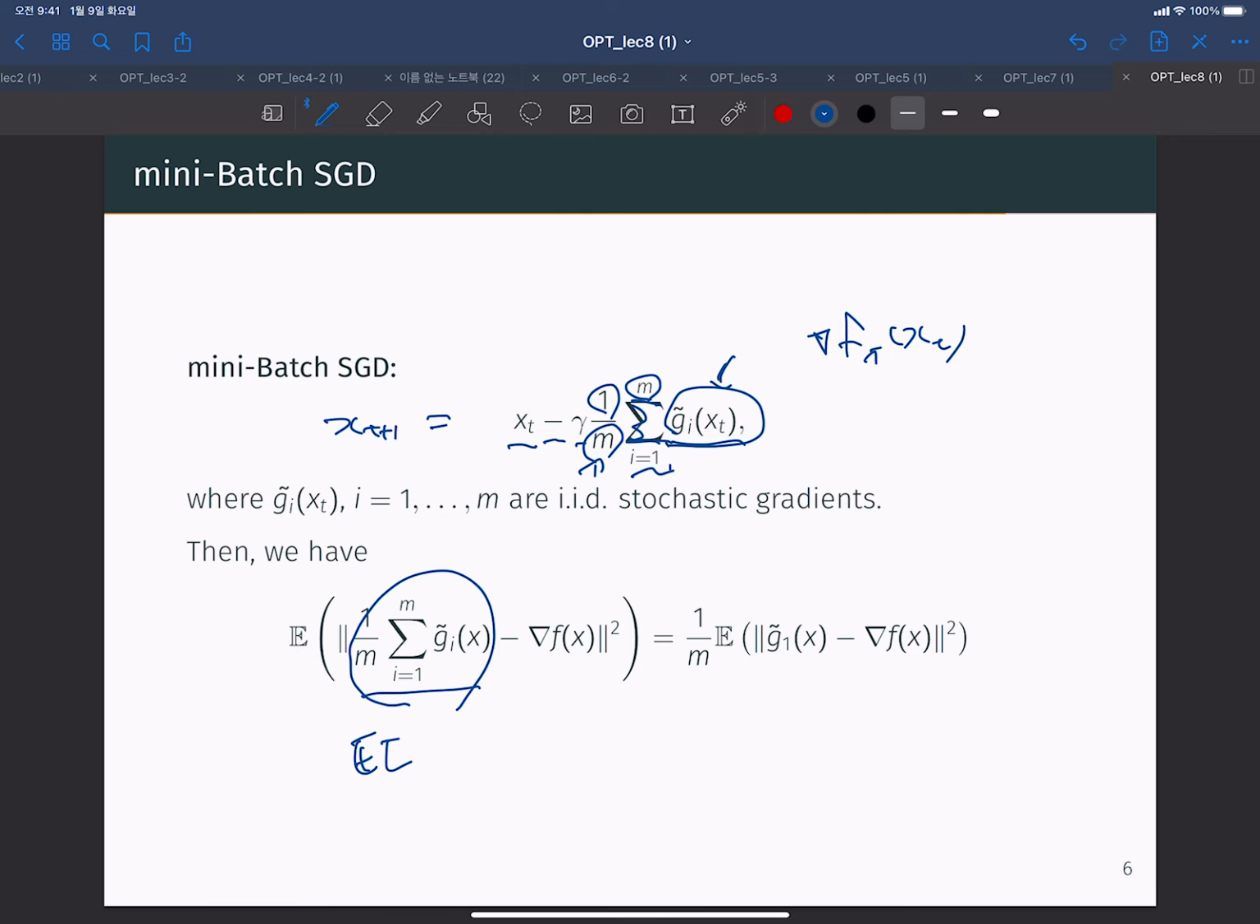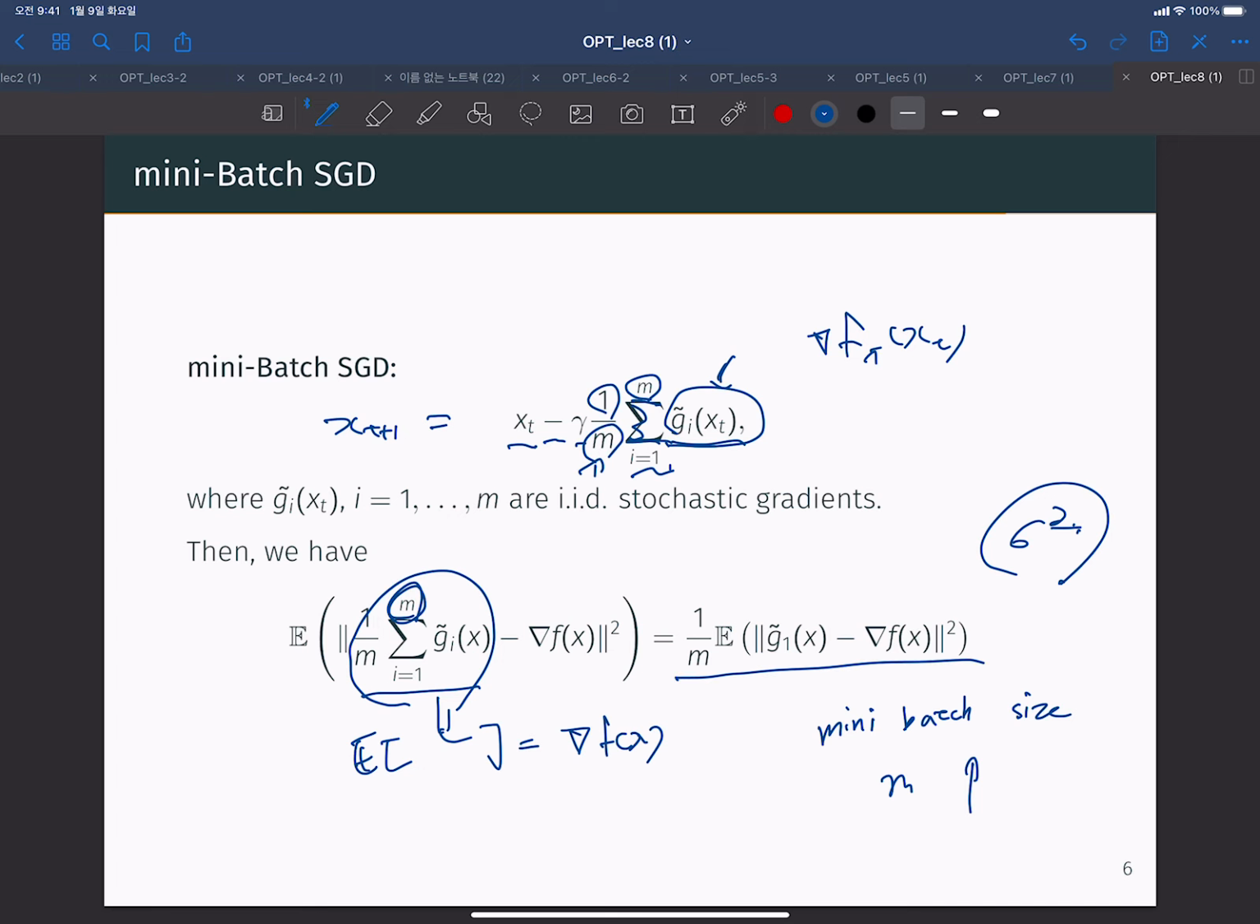Then basically 1 over m times the summation of g tilde i of x has an expectation equal to the gradient of f(x). And also, you can control the variance sigma square by the mini batch size. When you increase the mini batch size, what will happen? You can decrease the sigma square. You can decrease the variance.